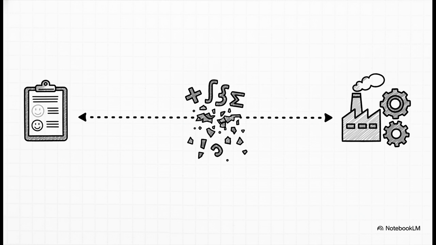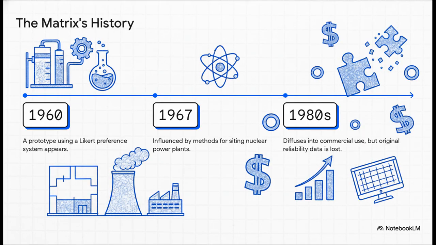And somehow, this tool for measuring feelings just wandered into high-stakes fields like engineering, where precision is supposed to be everything. You can actually trace its weird journey through history. It pops up in the 1960s in chemical processing. Then its design gets tweaked based on methods for siting nuclear power plants. And by the 80s, it had gone completely mainstream, spreading everywhere. But here's the kicker. As it spread, a really critical piece of the puzzle just got lost. The original context and any data on whether it was actually reliable.